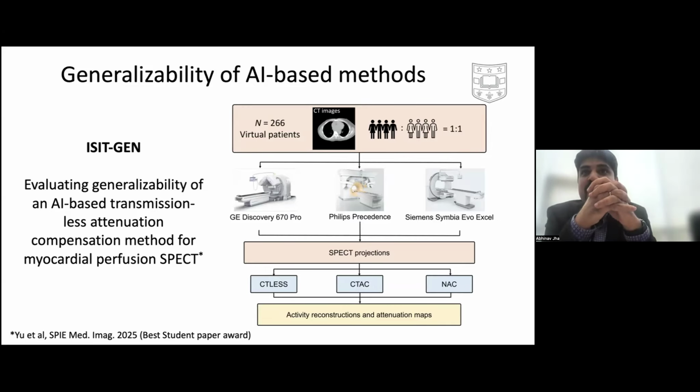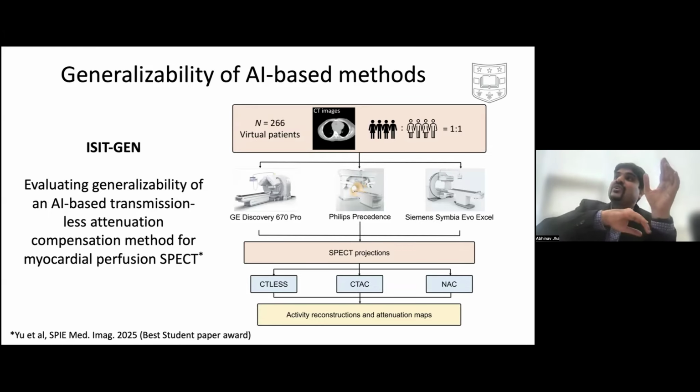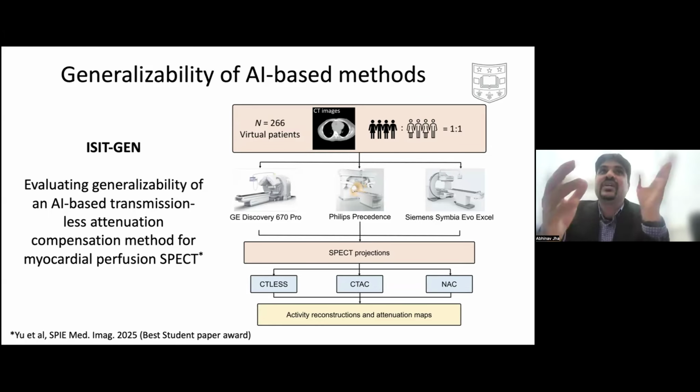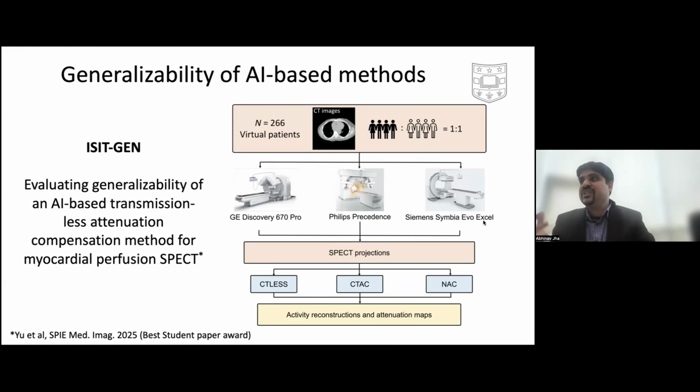We got good performance. But that led to the question, how generalizable is our method if it is actually across multiple scanners from different vendors? Again, the same question: how generalizable is our method across a GE versus a Philips versus a Siemens? Now we have only GE scanners on our site. We wanted to see whether this would work with a Siemens or a Philips. How to do that? Well, in silico imaging trial.